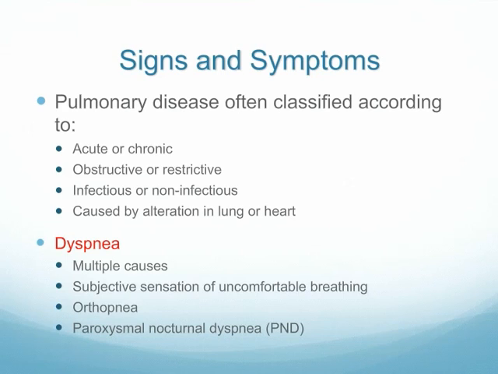Pulmonary disease can be classified according to a number of different criteria, whether it's acute or chronic, obstructive or restrictive, infectious or non-infectious, and whether it's caused by an alteration in the lung or the heart. So we may have classifications according to those things. Dyspnea has multiple causes. Remember, again, it's that subjective sensation, and again, we can break it down into those 2 different subcategories.